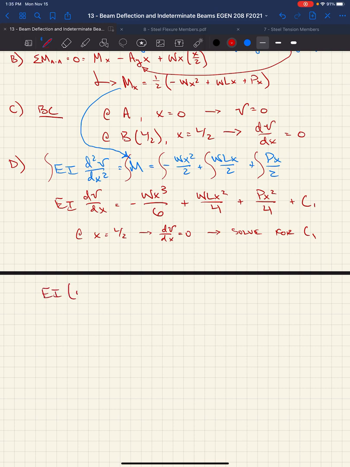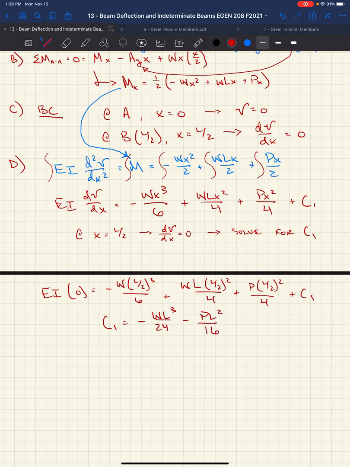So we've got EI times 0 equals negative w times (L over 2) cubed over 6 plus wL times (L over 2) squared over 4 plus P times (L over 2) squared over 4 plus C1. I'm not going to bore you with all of the details to get here, but you're going to come out with wL cubed over 24 minus PL squared over 16. Effectively we get 0 equals this big mess. We multiply all of this out, we simplify it, and we'll end up with a wL cubed over 24 and a PL squared over 16, and the signs remain negative.